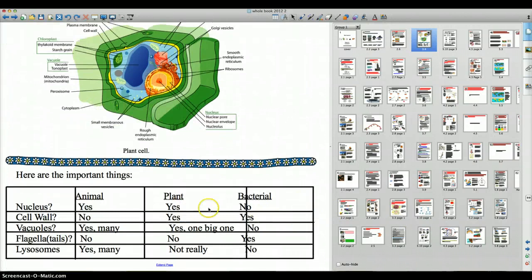Know the difference between plant, animal, and bacterial cells. You can see them right here.